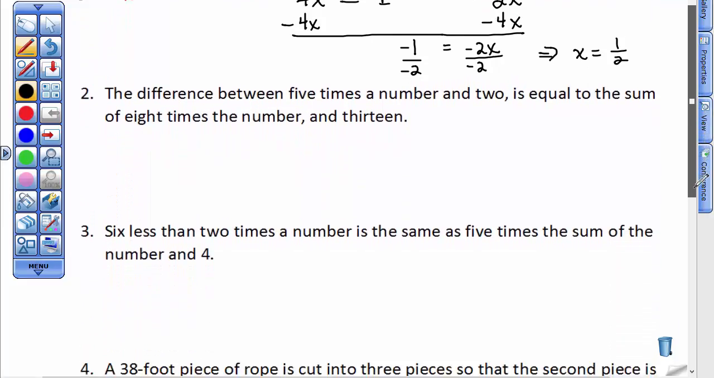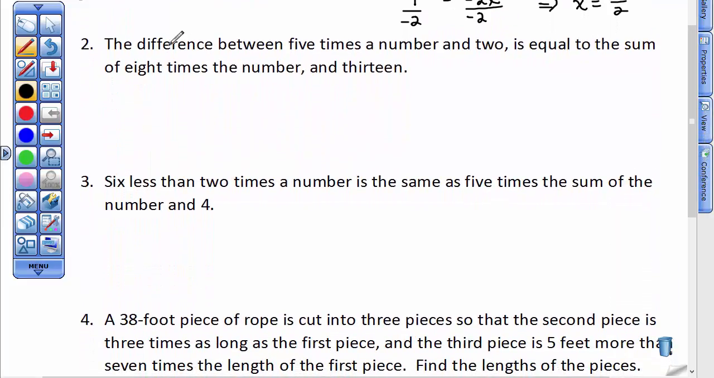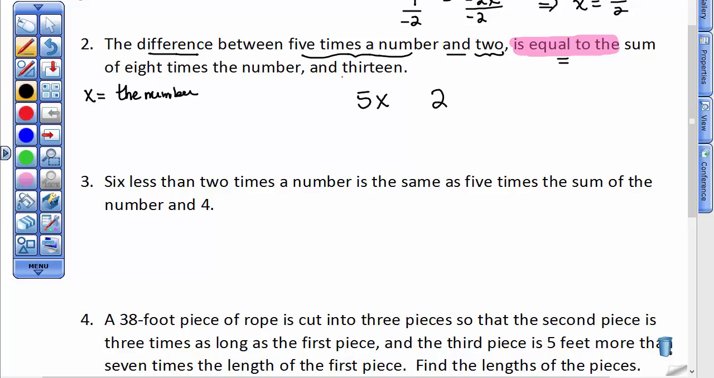Let's do this again. So now we have the difference between 5 times a number. So remember, x represents the number. And one of the things you might do as you do these problems is you might highlight the portion that's going to separate the phrases. So is equal to, that's where your equal sign is going to go. So what's to the left of that is the difference between 5 times a number and the number 2.